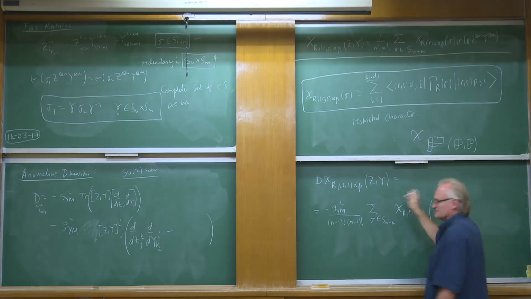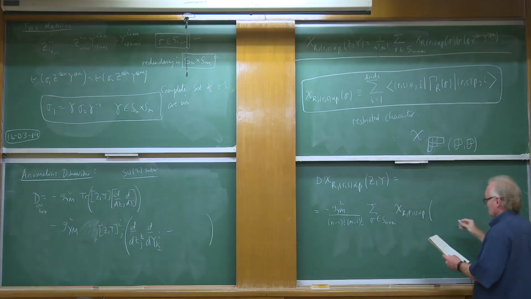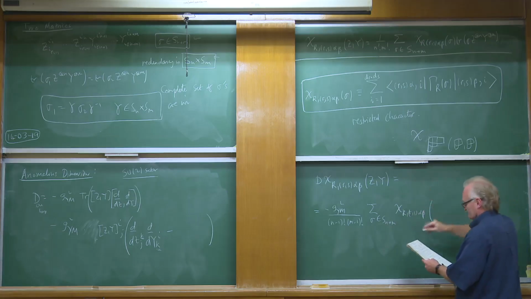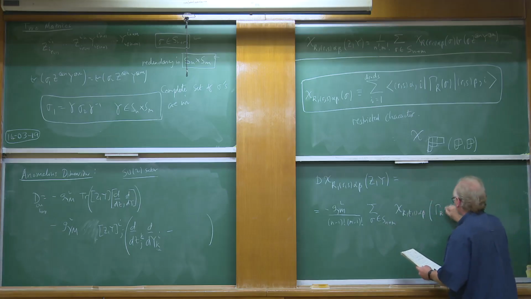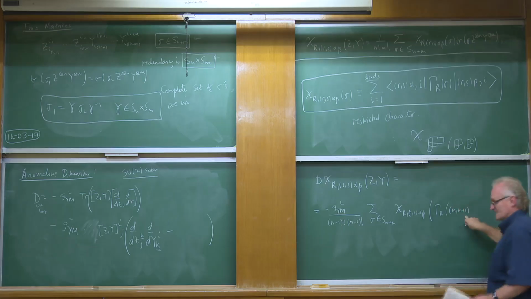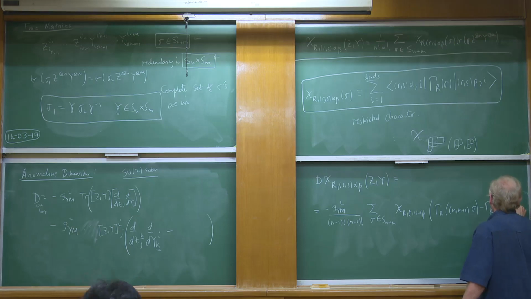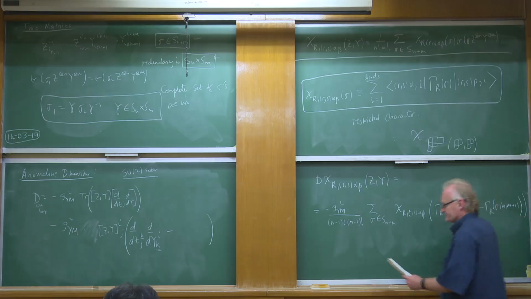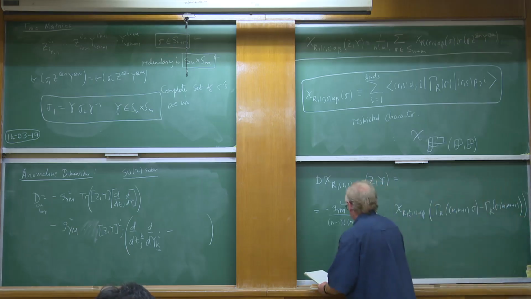Now, I've manipulated things a little bit, so I don't just have simply the character anymore. This is the cycle that swaps indices m and m plus 1, and then I have a sigma minus m plus 1. So this is just some manipulation. Here's the important piece.